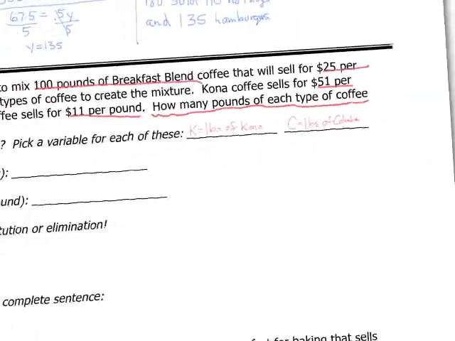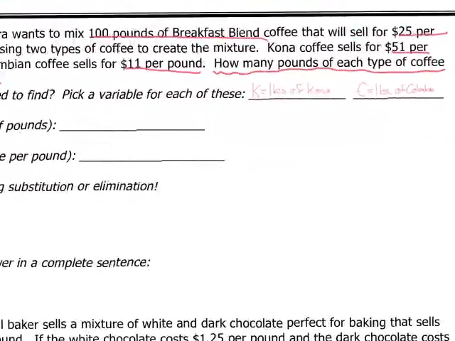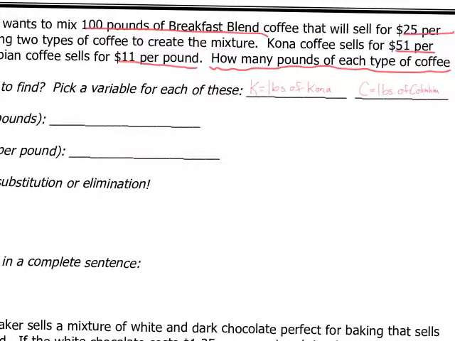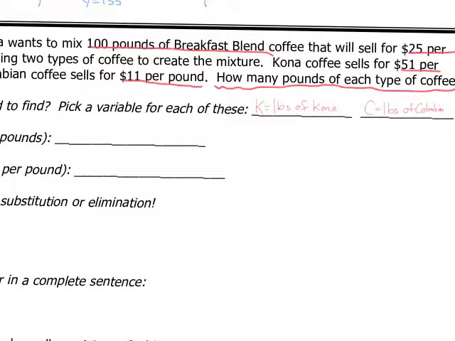All right, so again, the two things that we're looking at here are number of pounds. So what are the number of pounds of coffee she wants to make? She wants to make 100 pounds, right? So 100 pounds total. And how is she desiring to make that 100 pounds of coffee? She's mixing Kona and Colombian. How much of each is she mixing? K and C, right? That's what we're trying to find. So I would say 100 equals K plus C.